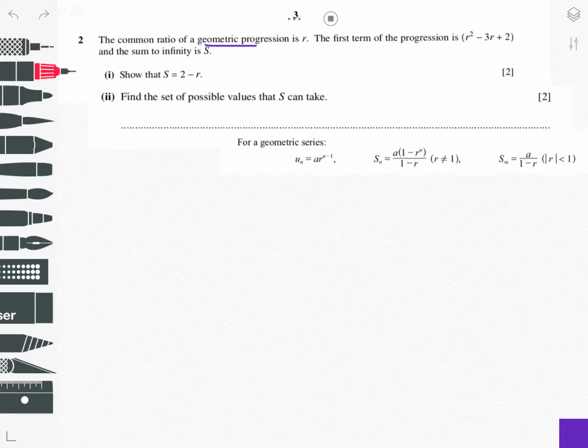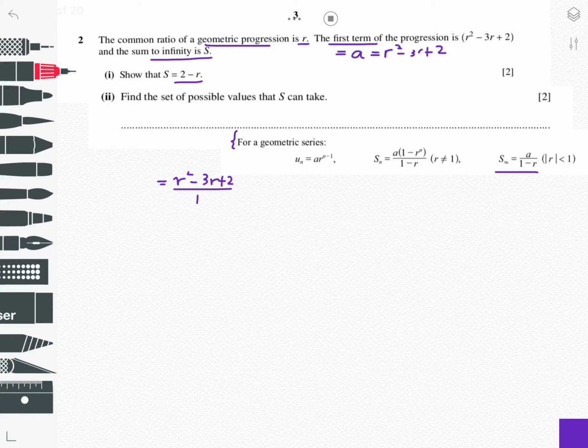The common ratio of a GP is given as R. The first term, which is A, they have given me as R squared minus 3R plus 2, and the sum to infinity is S. I have to show this. When I refer to my formula sheet, sum to infinity is this. So let's start. My A is R squared minus 3R plus 2 over 1 minus R.